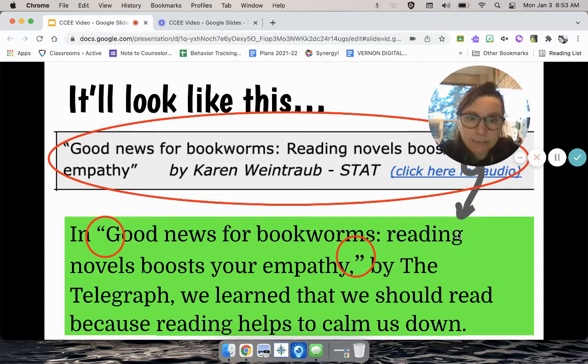You'll notice here, this is referencing an article. So it has quotation marks around the title. Since we're referencing a novel this time around, A Long Walk to Water, you should definitely underline the text. Underline the title of the author and include the author's full name.